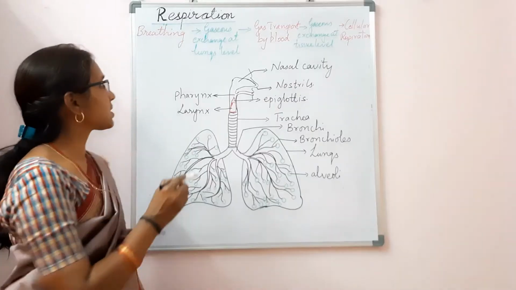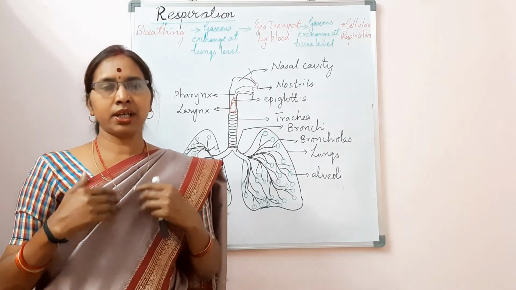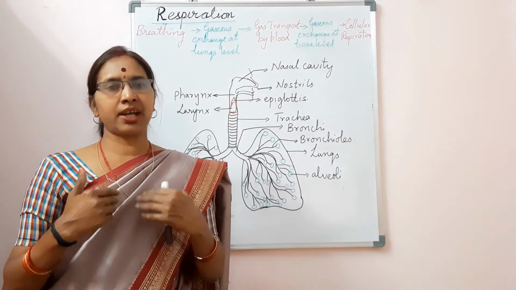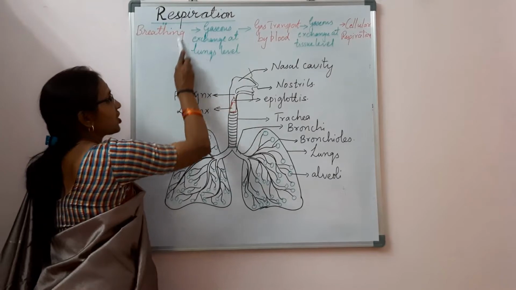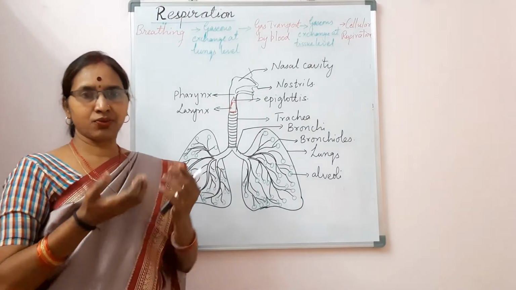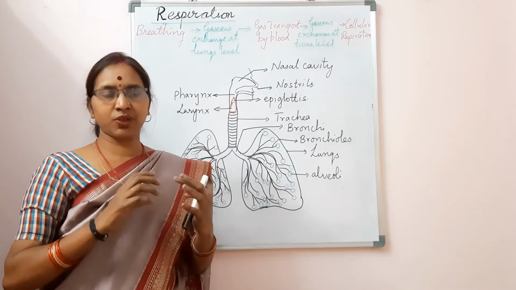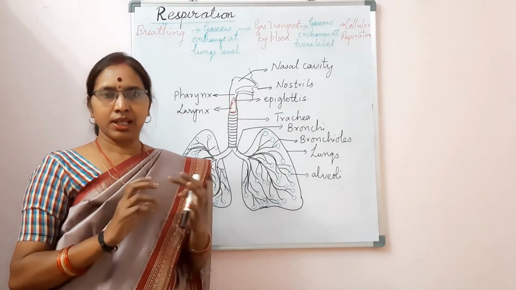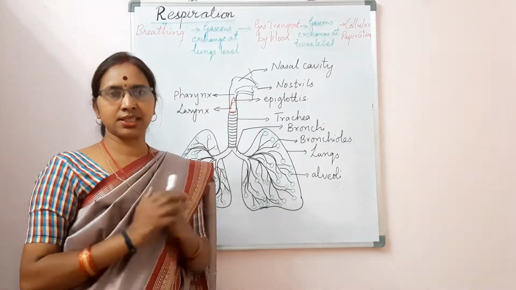The first event is breathing. When we breathe, we inhale oxygen and we exhale carbon dioxide. Then the second step is the gaseous exchange at the lungs level. Here, the oxygen that is taken inside the lungs is exchanged between the blood and the lungs. In the lungs we have alveoli, and here the exchange of gases takes place.